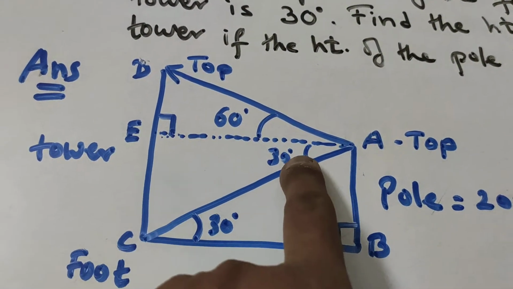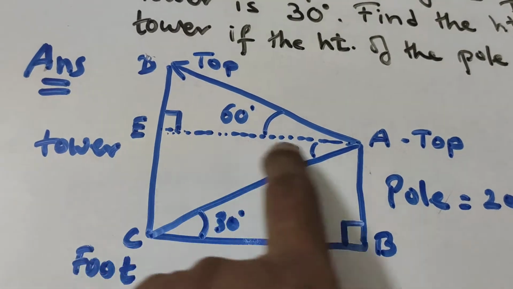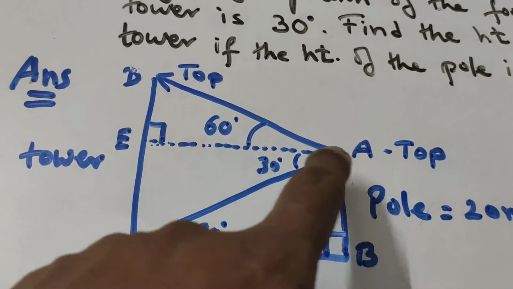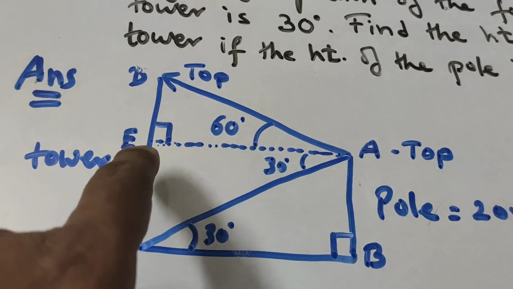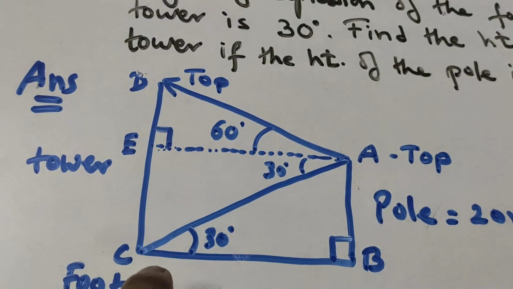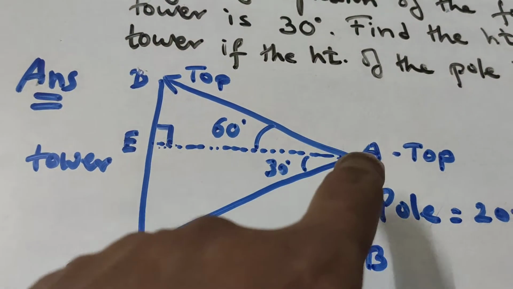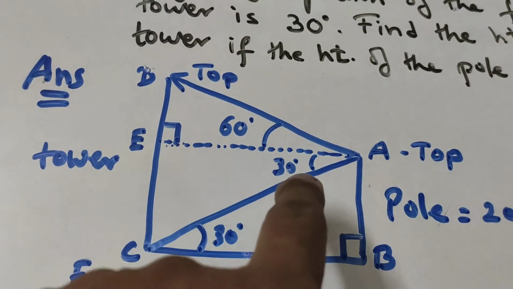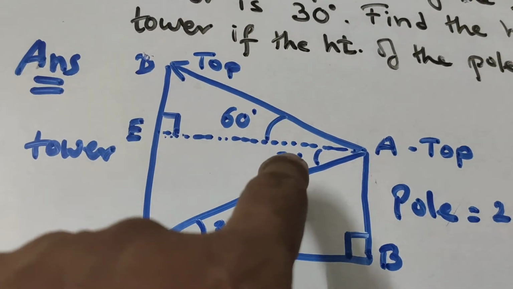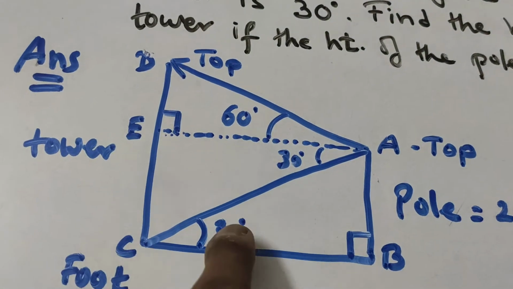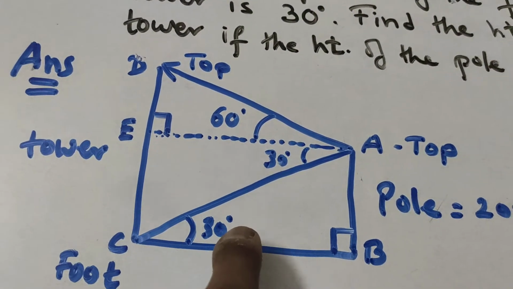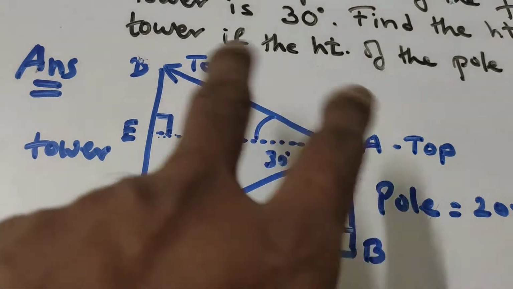Now this is 30, so this also becomes 30 because it is going to form a transversal. This AE we are drawing as a line parallel to CB, hence AC becomes the transversal. So these are alternate interior angles, that's why both of them are the same. So this is also 30 degrees. So the angle of depression is 30 degrees to the foot of the tower. I hope you understood the diagram.